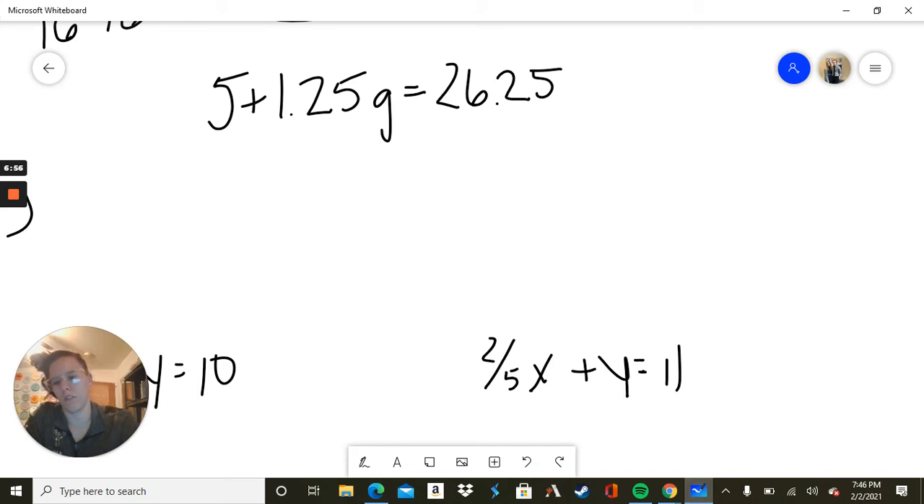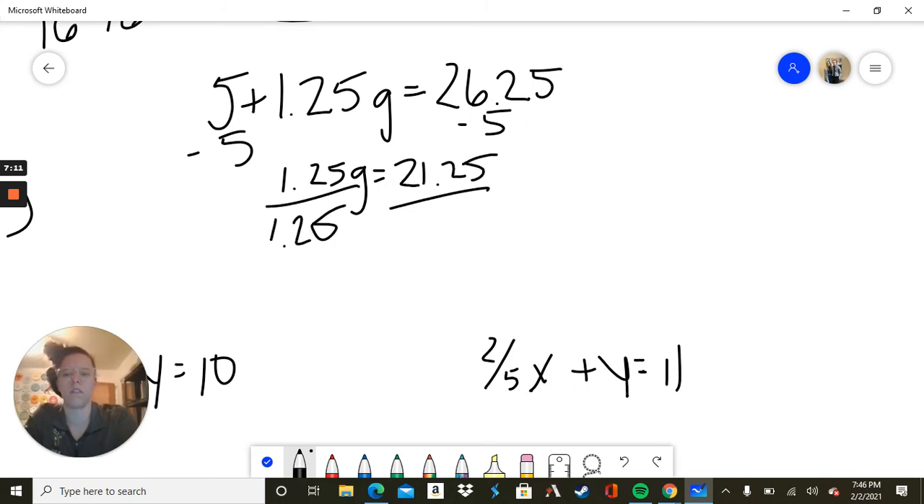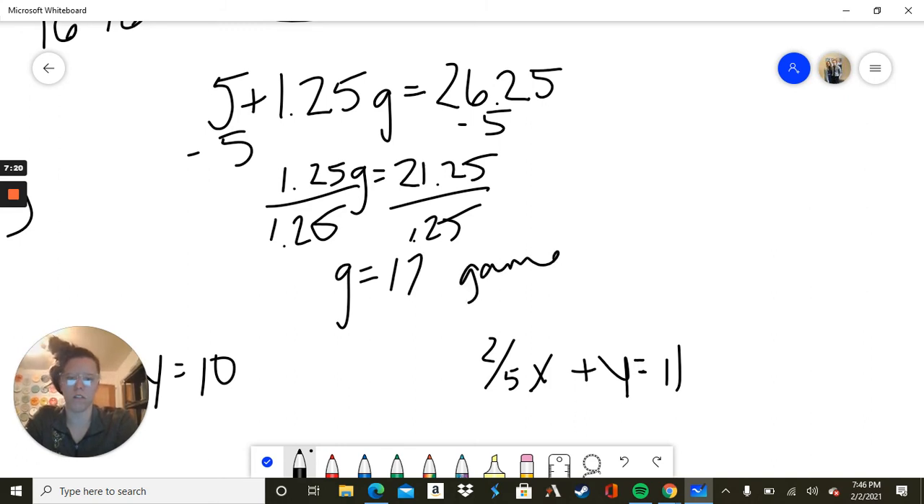Okay, so we're going to subtract 5. So 1.25G equals 21.25. We divide by 1.25. And G equals 17. So we played 17 games. Okay.